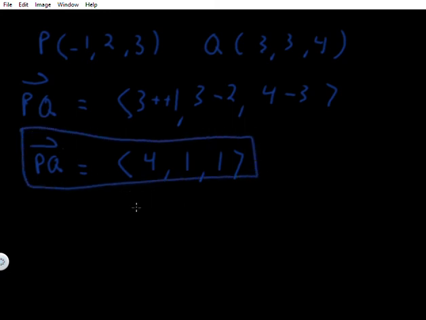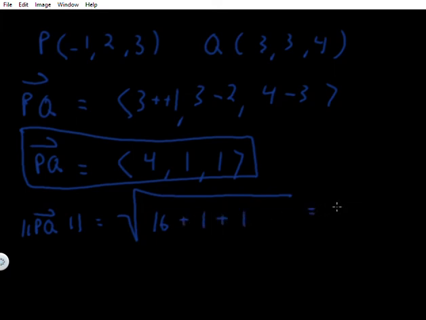Now what if I asked you for the magnitude of vector PQ? How would you go about doing that? Well, if you want to use the distance formula on P and Q, you'd get the same answer. That's literally just squaring and summing the components. So 4 squared plus 1 plus 1, which is the square root of 18. And if you want to simplify this, this would be just 3 times the square root of 2.